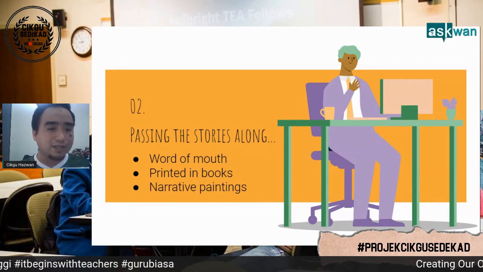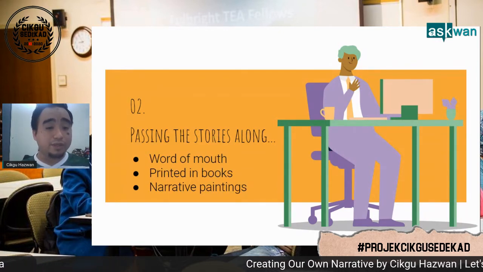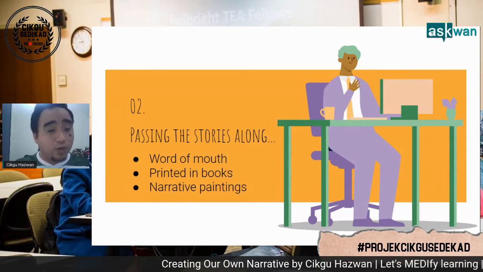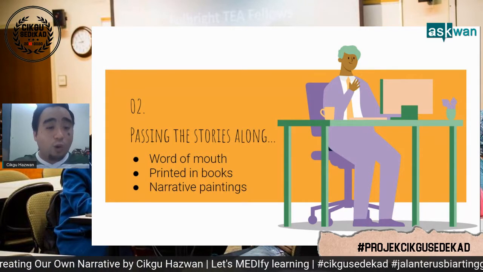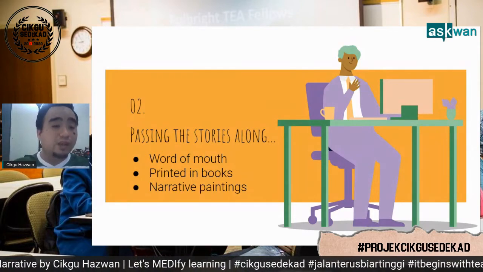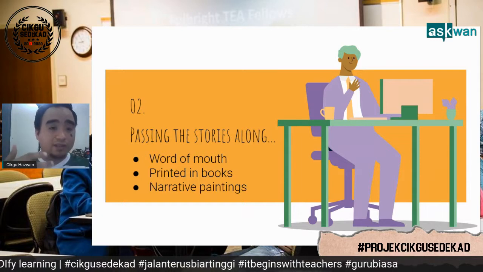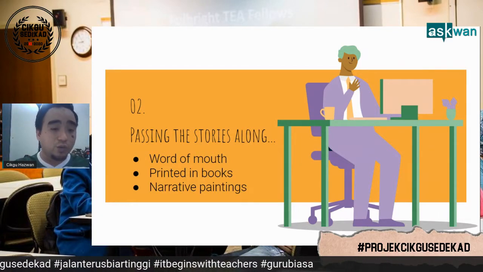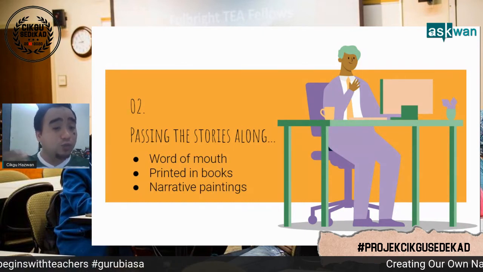Next, how do we pass the stories along? Cerita dia ada banyak jenis, right? So there are a few ways that the story can be passed along. The first one is word of mouth. Maknanya kita sampaikan melalui oral presentation. So we present orally. Our grandfather told our father, our father told us, and we later will deliver the same story to the next generation. So that's word of mouth.